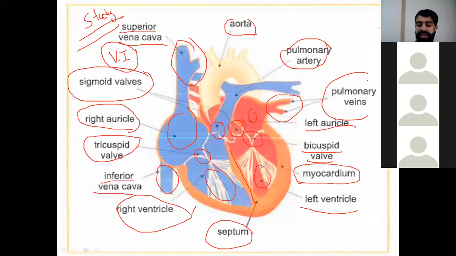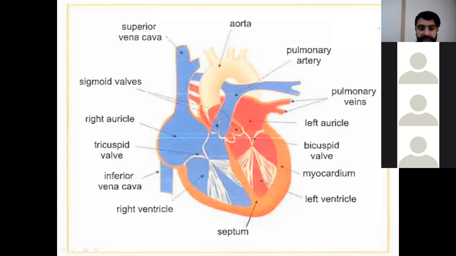So you get rid of this. Sigmoid valves, here they are the sigmoid valves, okay? So here they are the sigmoid valves in this region. You have to know that the tricuspid valve is found here. This region is found in the right side, while the bicuspid is found at the left side. You have to know this is the myocardium, the muscle, and here the septum.